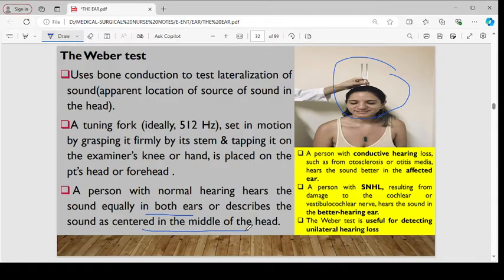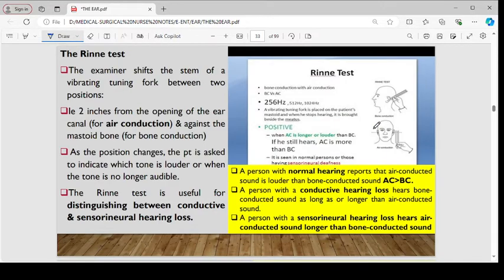What about the deformities? A person with conductive hearing loss, such as from otosclerosis or otitis media, will hear these sounds better in the affected ear, while a person with sensorineural hearing loss resulting from damage to the cochlea or vestibulocochlear nerve will hear these sounds in the better ear. All right. The Weber test is normally used for detecting unilateral hearing loss.